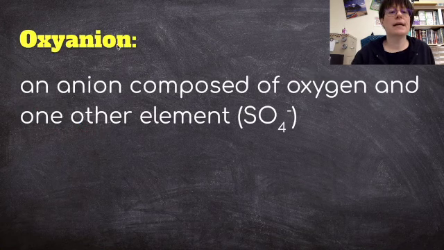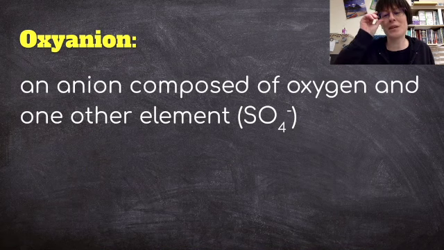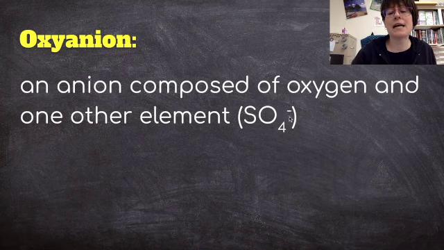Now, oxyanions, this is an anion composed of oxygen and one other element, such as sulfate, SO4 negative. These were also, when you saw on the chart, the different ClOs, which ClO3 was chlorate. Those are all oxyanions, and we have to be careful with those because there's usually multiples of them, and they do have different names and possibly even different oxidation numbers. So you have to be really careful with those.